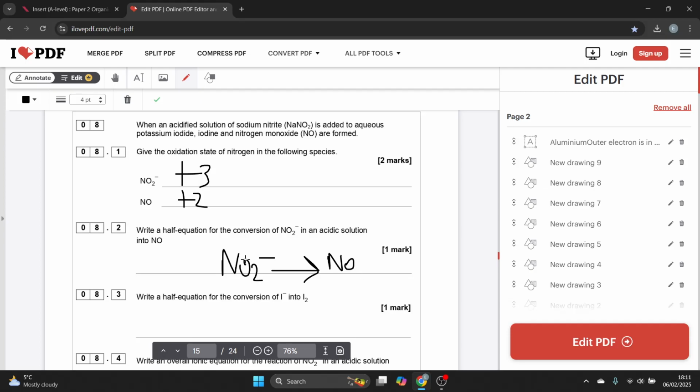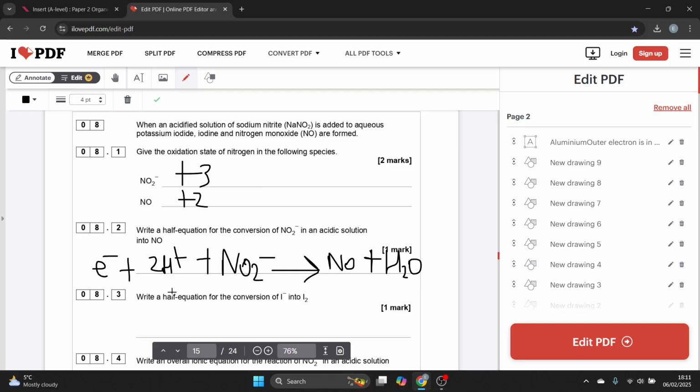First thing I can realize is I've got 2 oxygens on the left-hand side, 1 oxygen on the right side, so I need to add a H2O molecule. But now I've got 2 H pluses, so now I need to add 2 H pluses here. And then I also need to add a negatively charged electron. Now let's see if it's balanced.